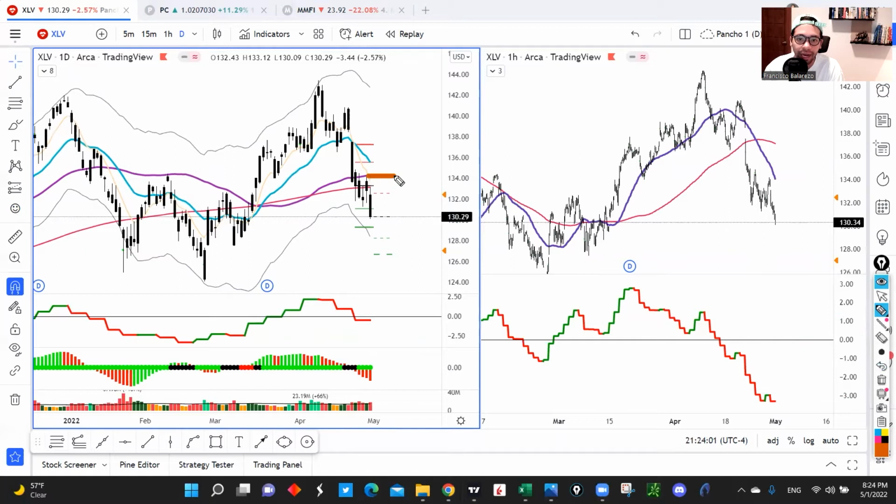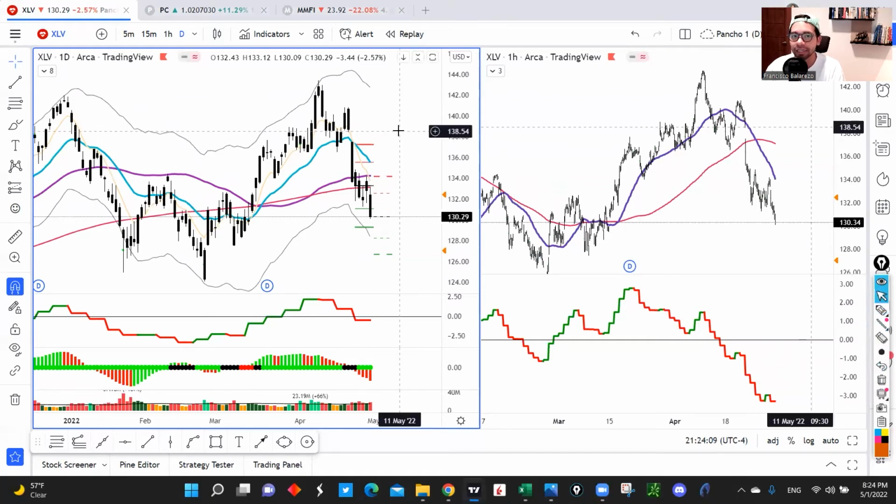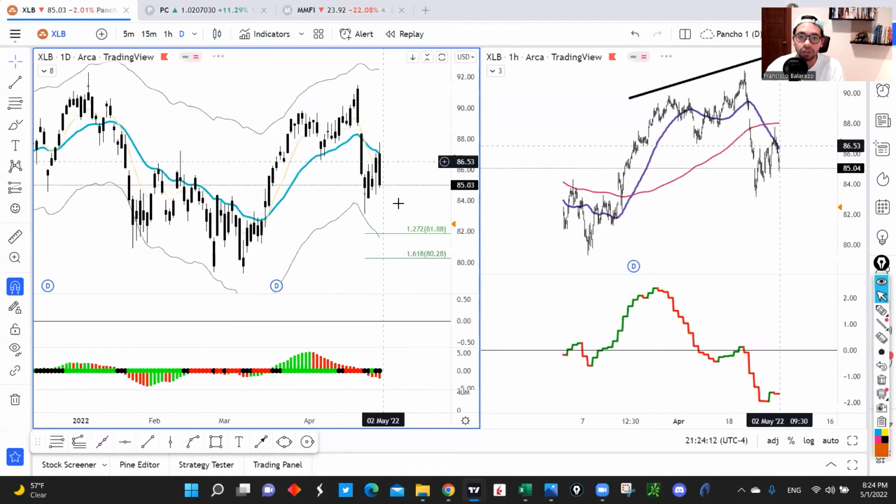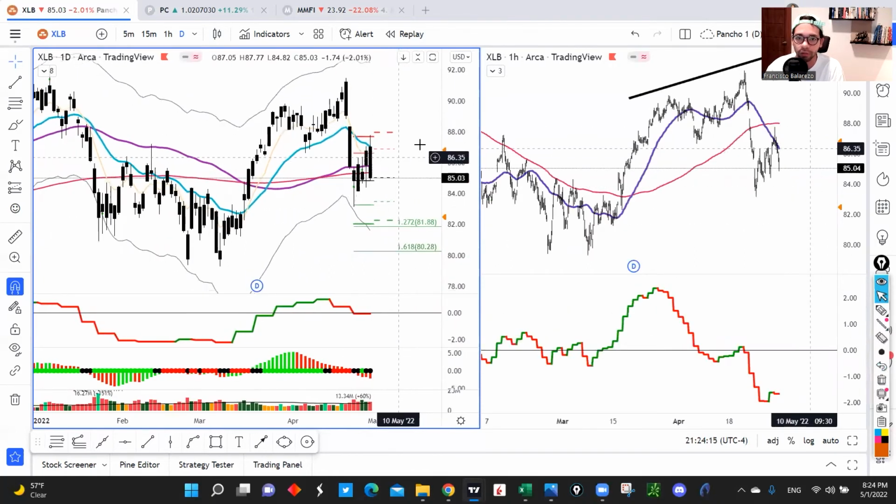If anything, if we get a bounce to that 50, I think that will be an amazing opportunity to short this ETF as well. And some of the names in this ETF include UNH, which I consider to be an interesting pattern to the downside as well.